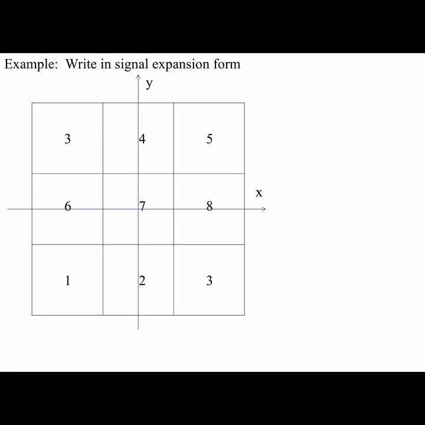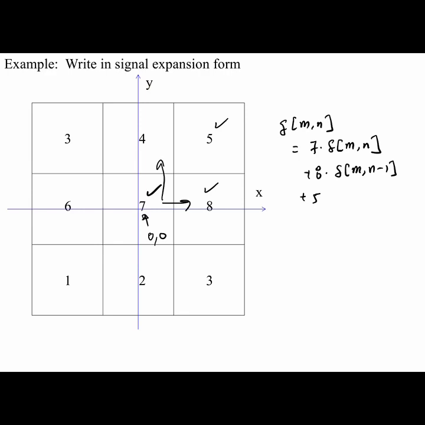So for example, if we were to do this one, let's write out a few examples. Let's say this is G of m, n. This is the origin here, so this is 0, 0, right? So we know that's going to be equal to 7 times the delta function at the origin, plus 8 times m shifted by 1 over n minus 1, right? So we've got the 7, we've got the 8, and let's get the 5. Plus 5, it's shifted this way and this way, right? So it's delta m minus 1, n minus 1, and so on and so forth.